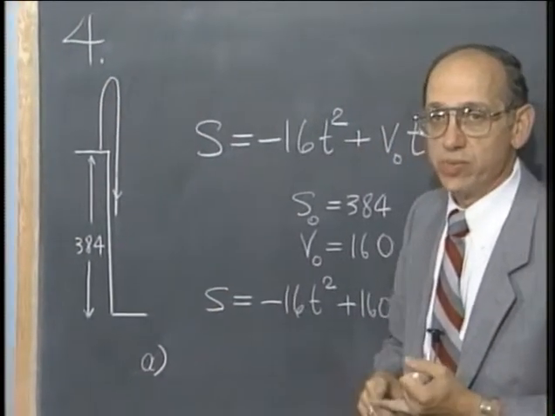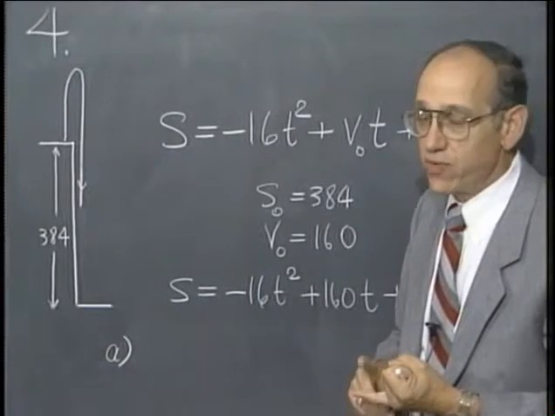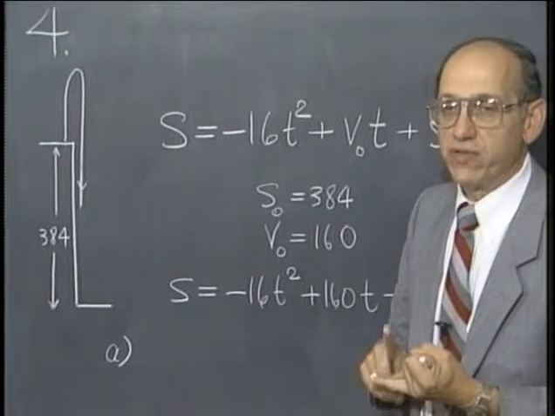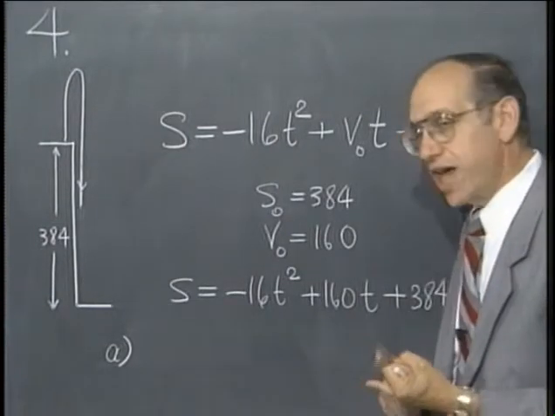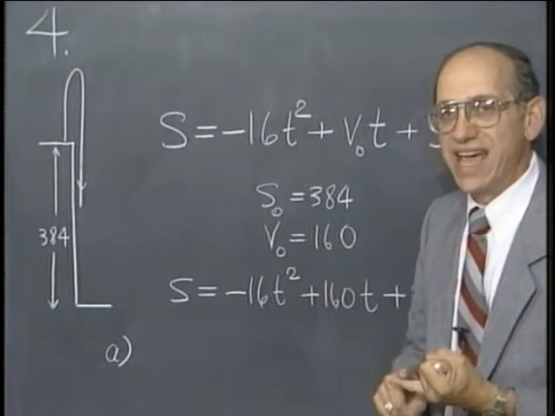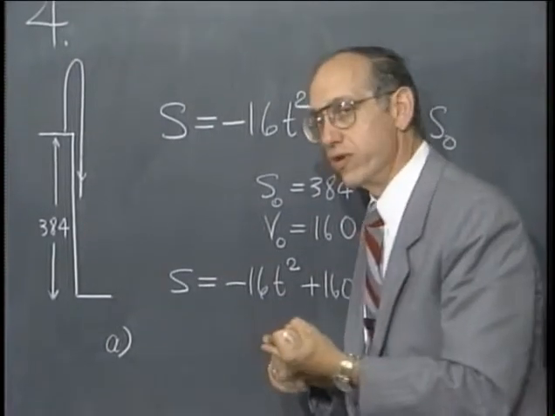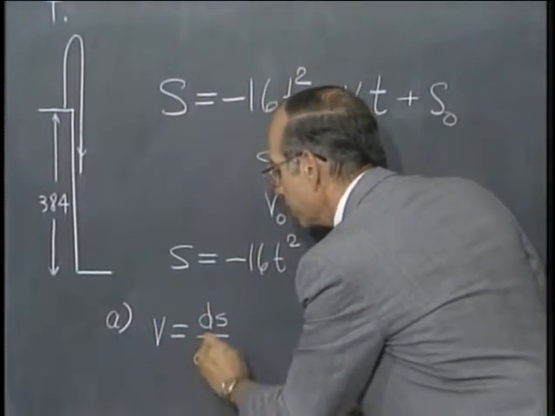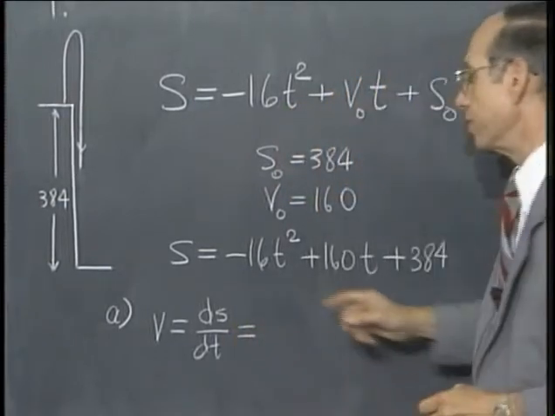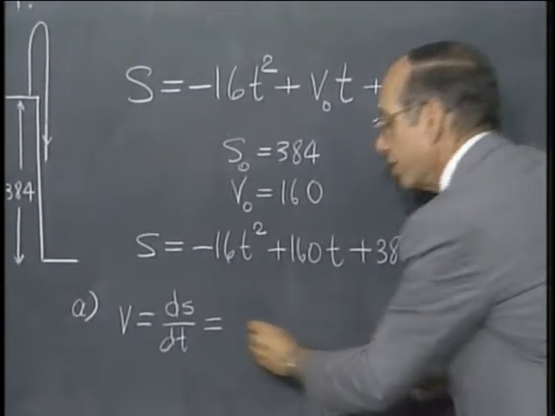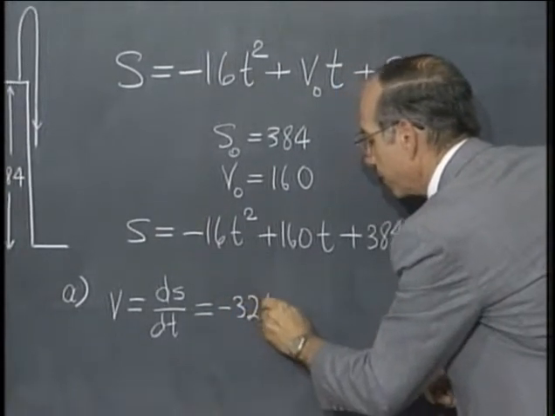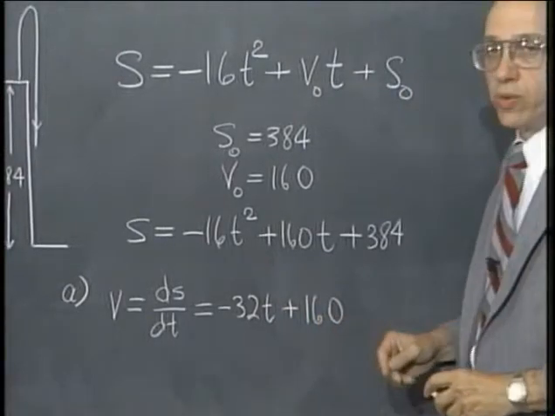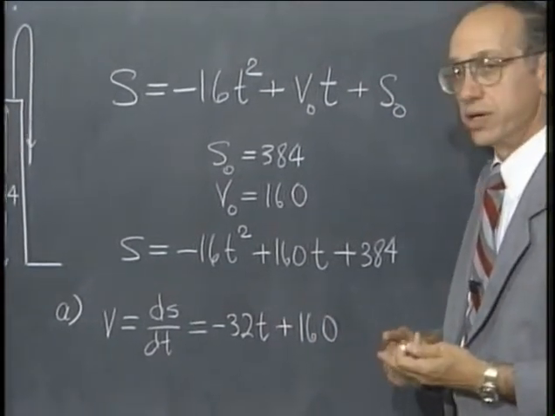So what we want to do is look at the velocity of this particle. Now, what's the relationship between the position and the velocity? Well, that's very easy. The velocity at any time is the rate of change of position, and the rate of change is the derivative. So the velocity is what we would call ds dt, or the derivative of the position. So the velocity at any time is ds dt, and that's equal to, directly from this equation, minus 32t plus 160. We want to know where this velocity is equal to 0.